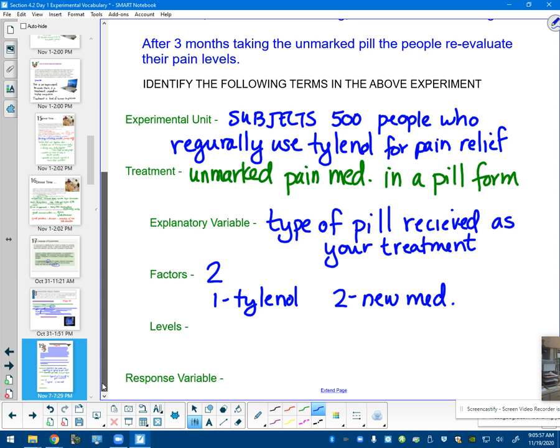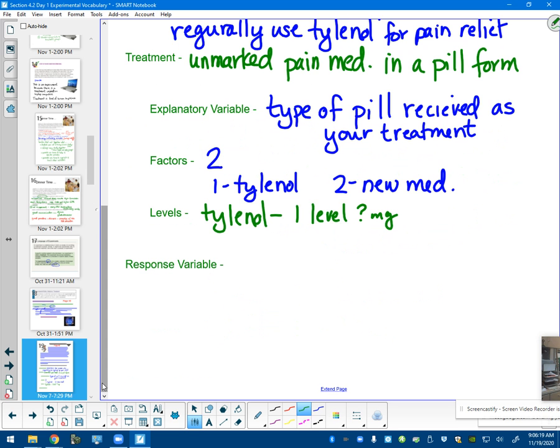They'd have 1 level. So for levels, the Tylenol has 1 level. And that's what, 500 milligrams, does it say? Nope. It just has 1 level, and we don't know what the milligrams are. The new med has 2 levels, and they are 50 milligrams and 100 milligrams.